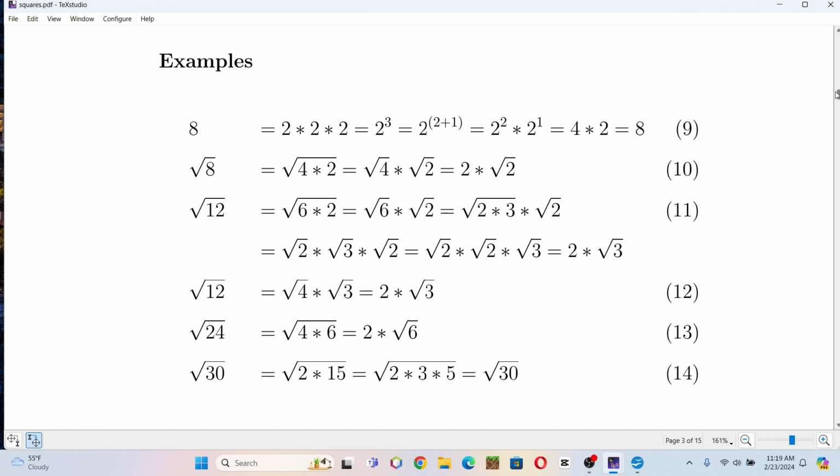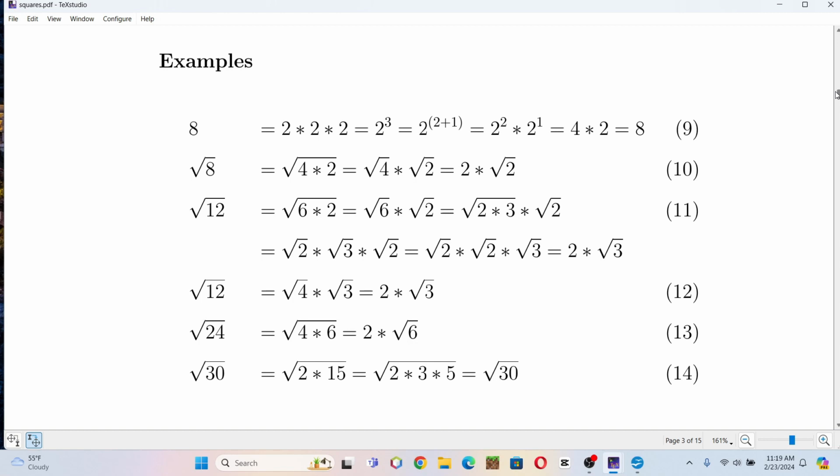Equation 12 is a faster way to get to the answer. 4 is a perfect square that divides into 12, so utilizing equation 5, we get root 12 is equal to root 4 times root 3. And then root 4 is equal to 2, so we get the final answer of 2 root 3.